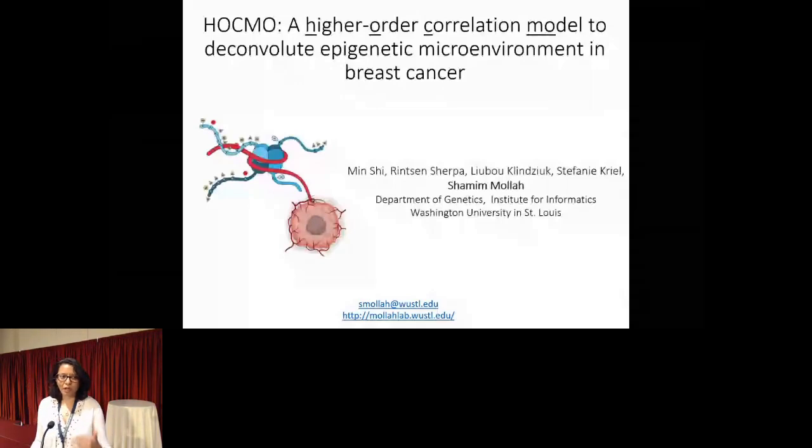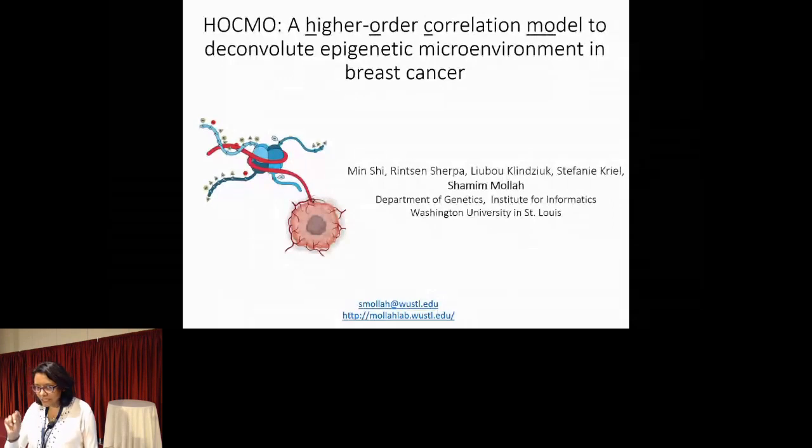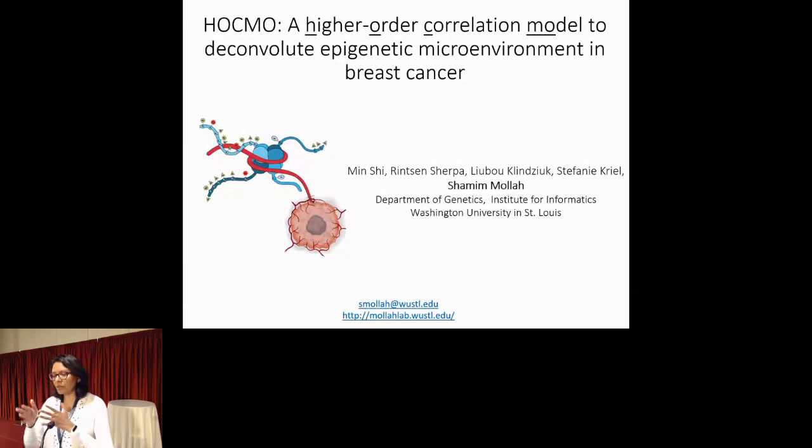So I'm just going to follow my previous speakers, who talked about a higher order correlation model to understand the epigenetic microenvironment in breast cancer. I'll take a slightly different approach, but it's really within the same domain. So briefly, I want to say that my lab studies epigenetic circuitry.